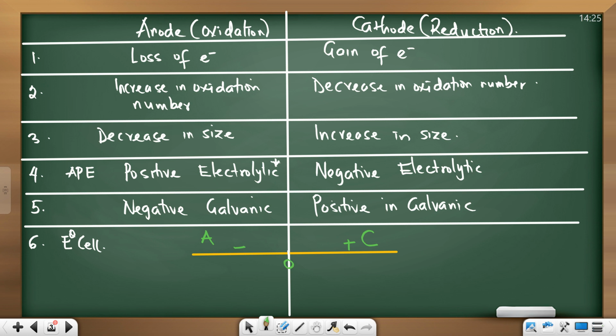The A and C. I'm not political, guys. Okay, I'm not political.